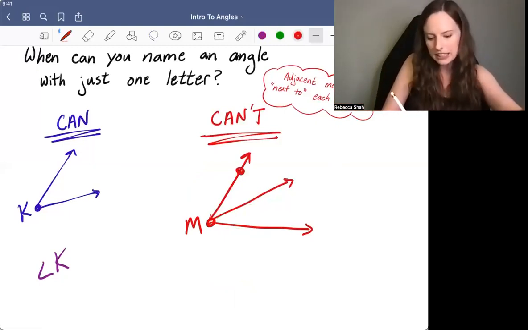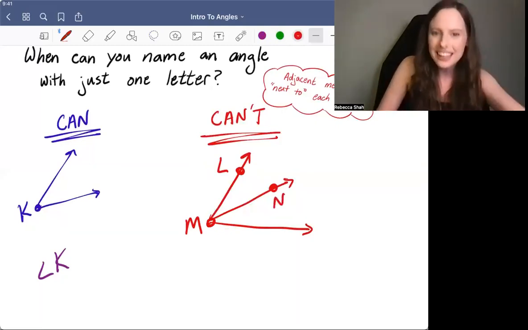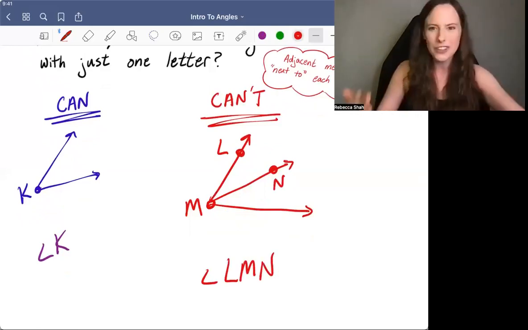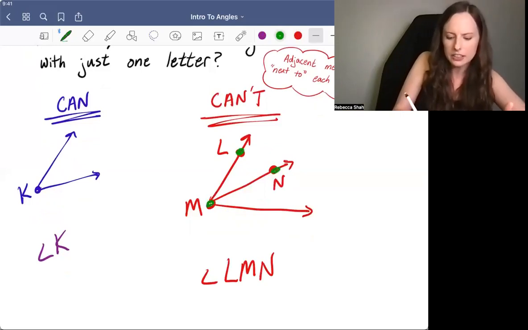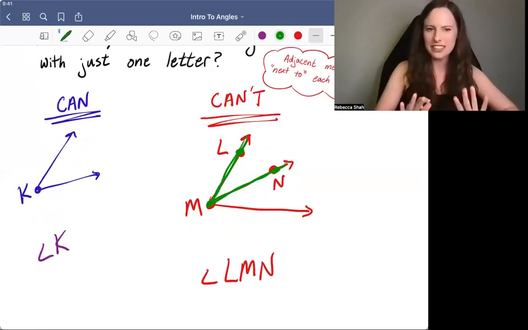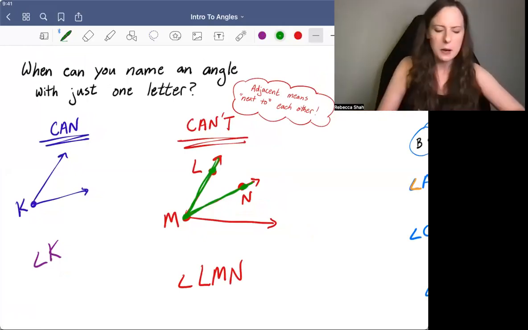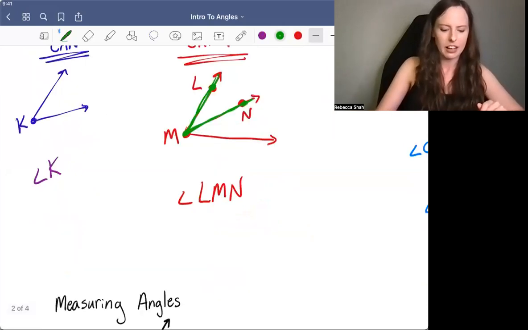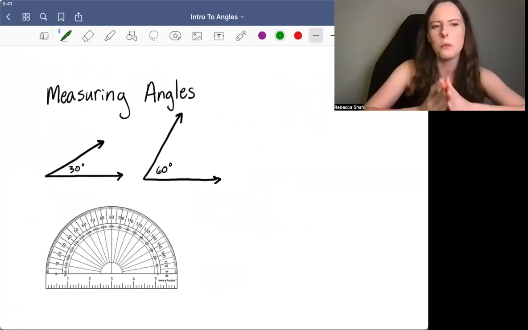So we would need to be given other points on those rays, like maybe L and N, and then we could call this angle LMN. And if I asked you to point to that one, you'd be able to find it because you would find L, M, and N, and you'd know that I was talking about this green angle here. So that's a difference. You can always name an angle with 3 letters, but you can only name it with 1 letter some of the time. So just be careful.